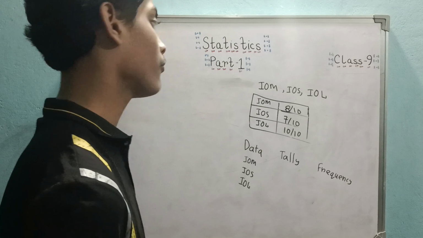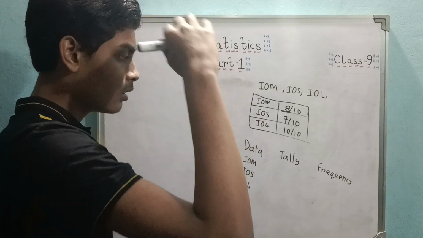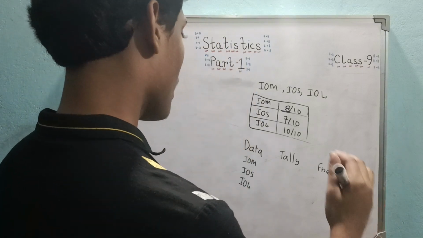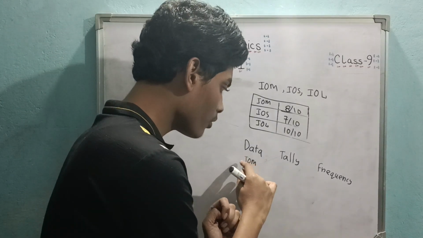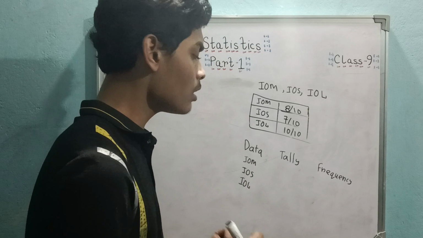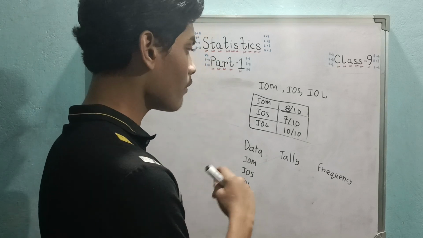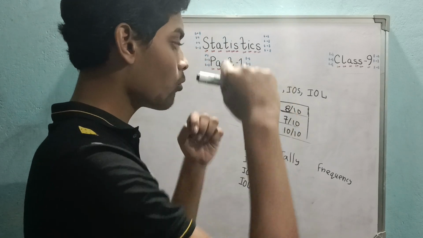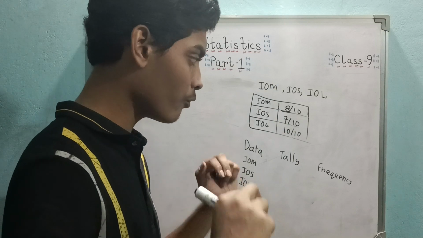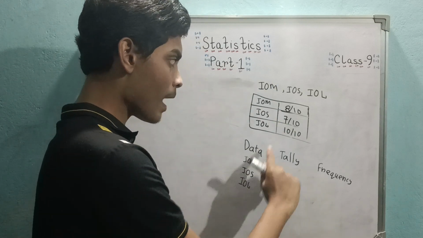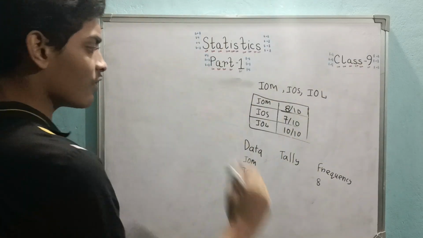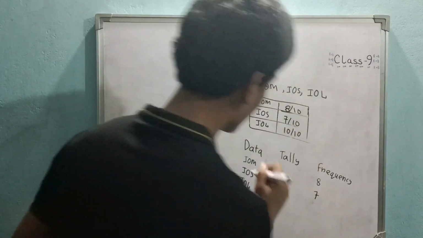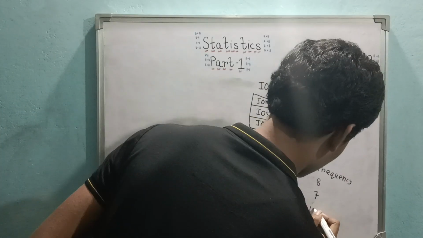I have a frequency column. Frequency means how much you have got in the data, or what is the quantity of your respective data. Here IOM is your data. What is the quantity of IOM? 8. Quantity of a separate data is called frequency. So frequency of IOM is 8. Frequency of IOS is 7. Frequency of IOL is 10.